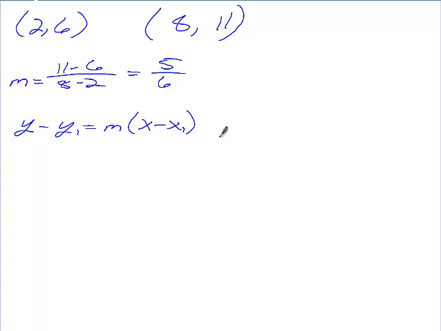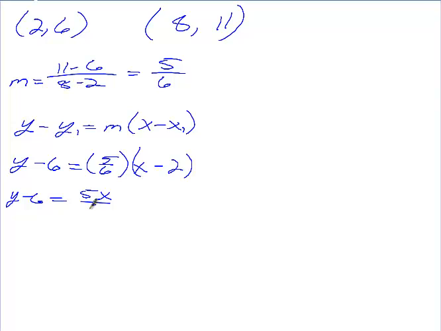Does it matter which point I use for my x1, y1? Okay, so which one do you want to use? (2, 6)? Okay. So what do I write? y minus 6, because that's the y, right? Then m, 5 over 6. Everybody good? Yeah. All right. y minus 6 equals 5/6 times (x minus 2). Everybody okay with getting to that point, yes or no?